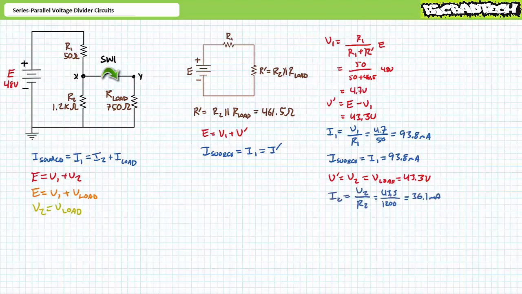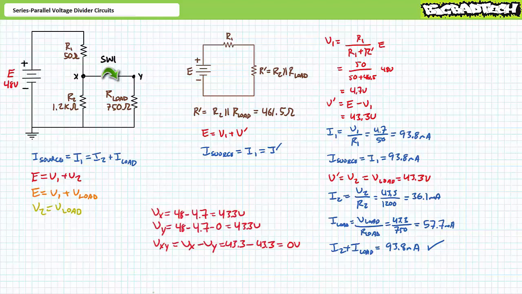An application of Ohm's law demonstrates that I2 is 36.1 milliamperes. Similarly, another application of Ohm's law demonstrates that current through the load resistor is 57.7 milliamperes. As a means of checking our work, you will note that I2 plus I load yields the expected value of 93.8 milliamperes. All current that went in has indeed come out.